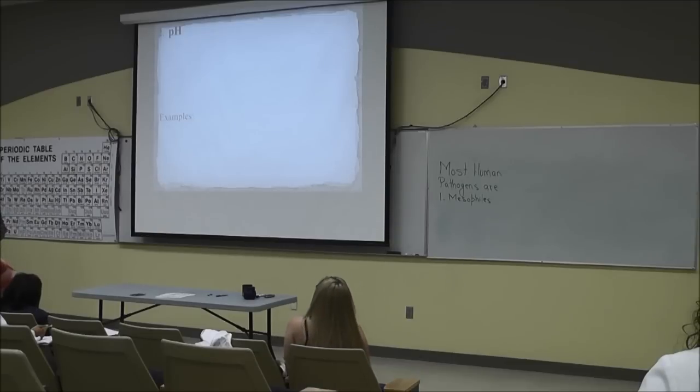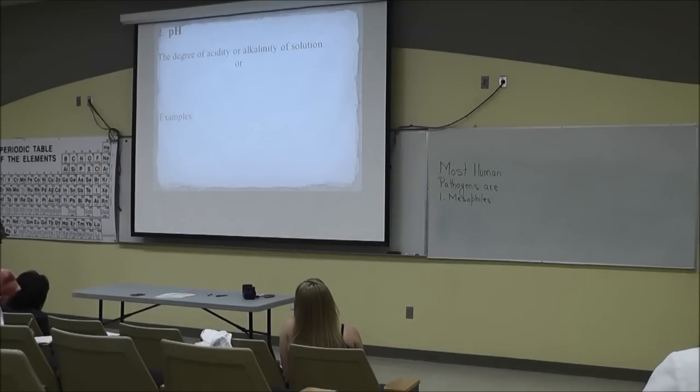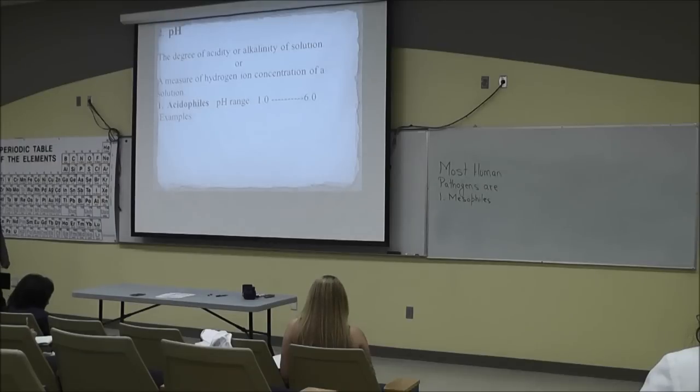Okay. pH, second physical factor, pH. What is pH? Hydrogen ion concentration, or acidity, or alkalinity. Again, on the basis of pH, you can classify most organisms into three categories: acidophiles, neutrophiles, and alkalophiles.